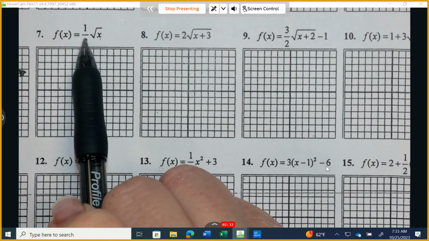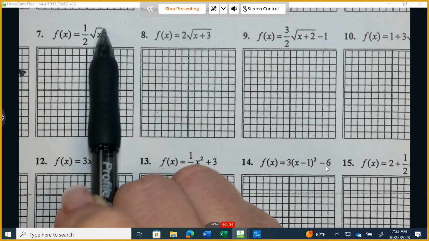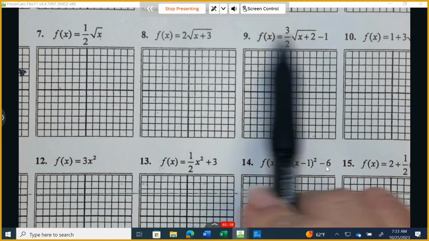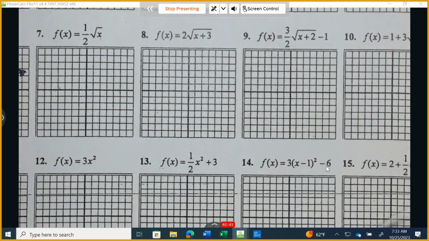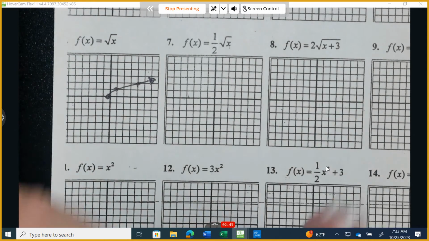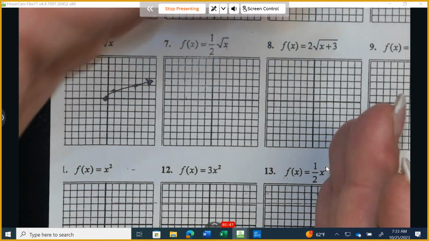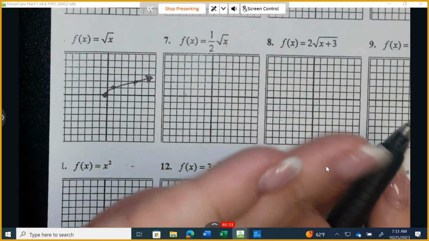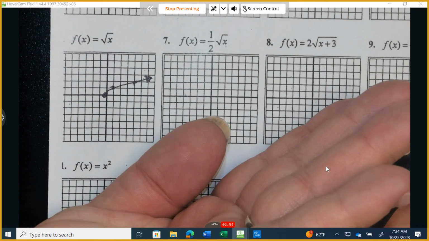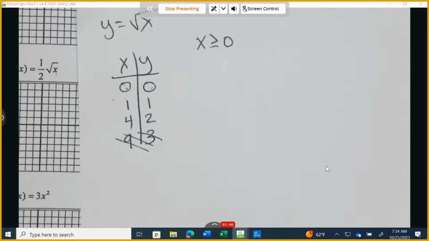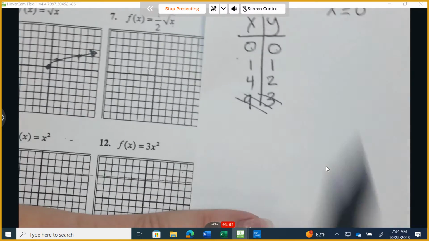But when there is a number stuck in front of the square root, like 1/2, 3/2, or 3, that causes this shape to change. So the shape is either going to grow at a faster rate, or it's going to become flatter, or in some cases it actually can flip and reflect across the x-axis or even across the y-axis. Let's get started. Let's look right now at number 7.